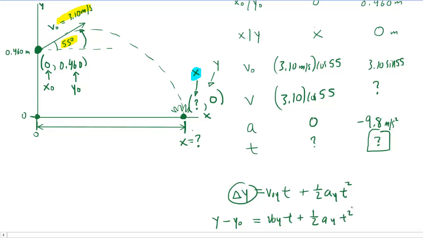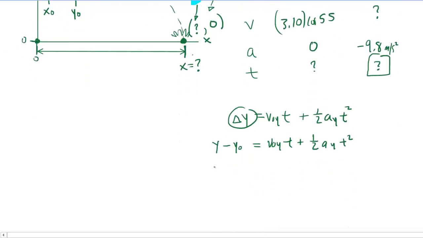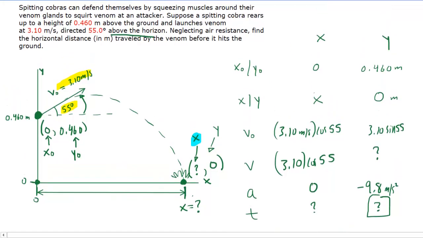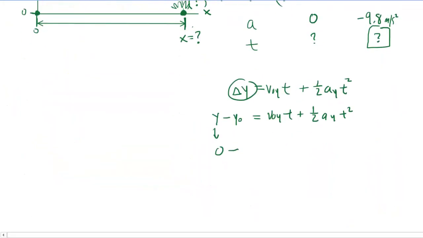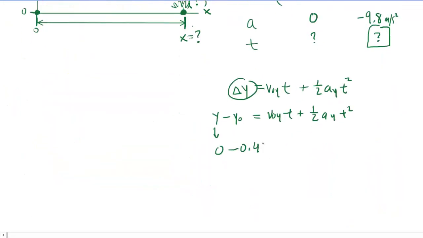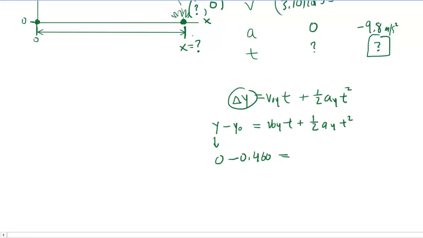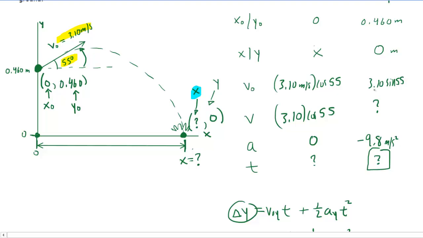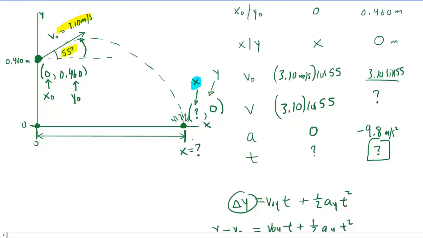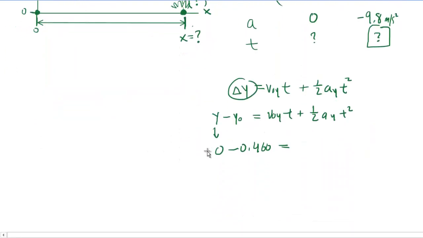And what we're going to need to do is plug in the known values. So recall that the final Y position was 0, whereas the initial Y position from our table was 0.460. We will omit units right now for clarity. The initial velocity in the Y direction, okay, so we wrote that in the table as 3.10 sine of 55. So we'll put that in as well.